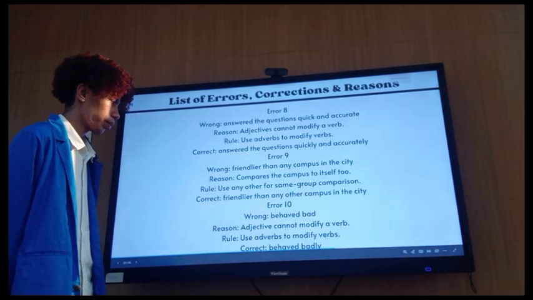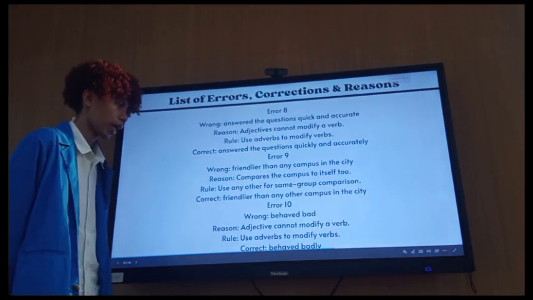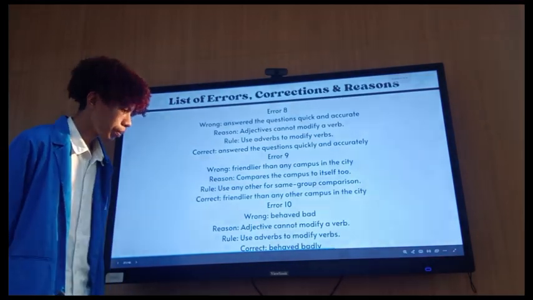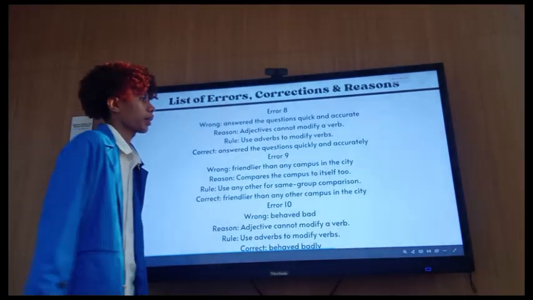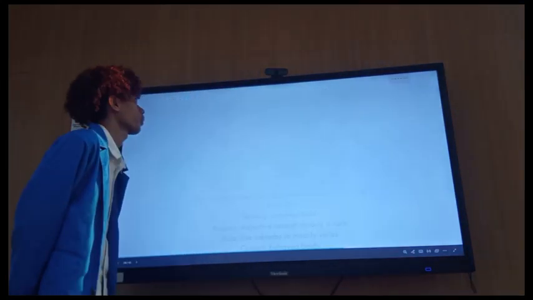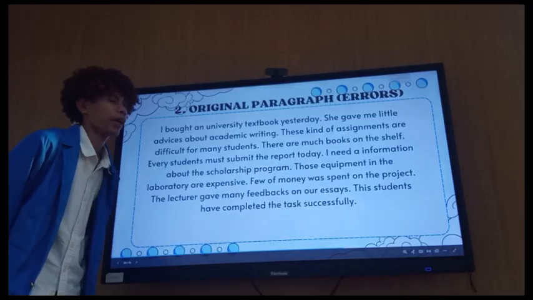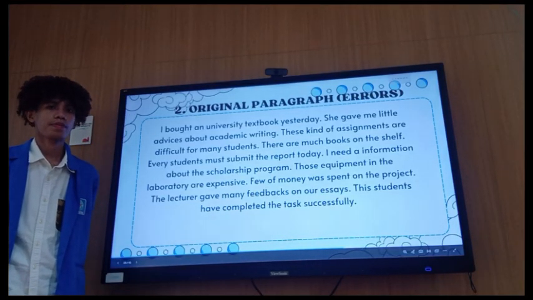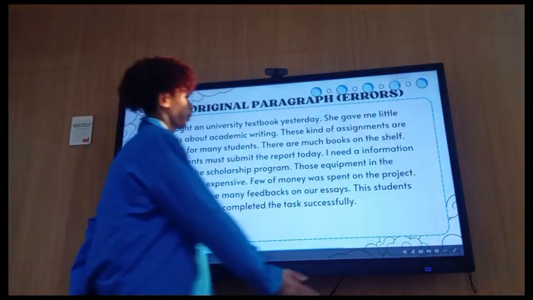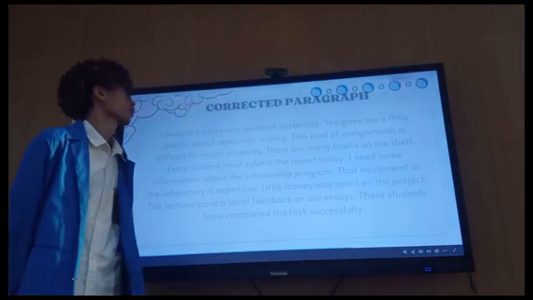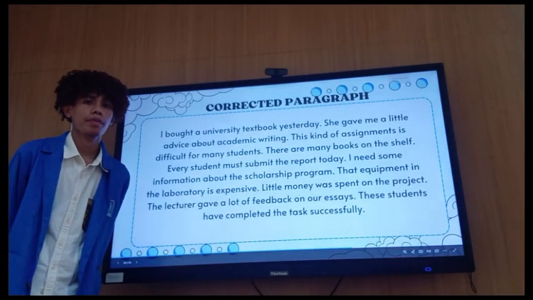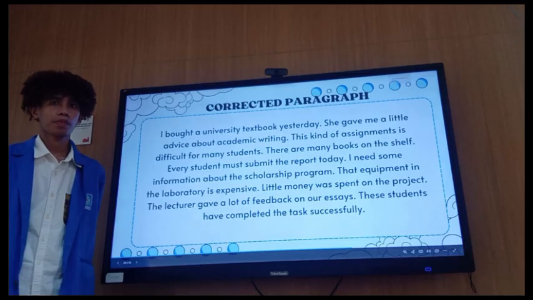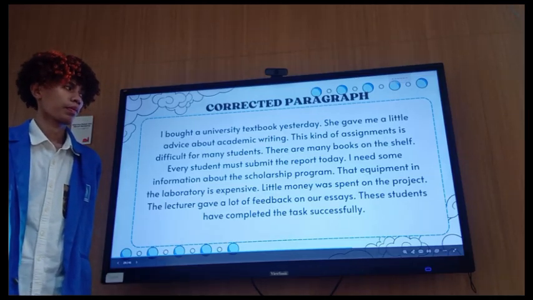Error 10. Wrong: behaved bad. Reason: an adjective cannot modify a verb. Rule: use adverbs to modify verbs. Correct: behaved badly. Next. 2. Original paragraph with errors. Next. Correct paragraph. Next.